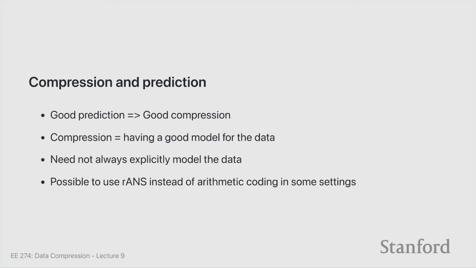So what this tells you is that if you have a good predictor in the ML sense, then it's a good compressor. And compression is all about having a good model for the data. If you have a good model for the data, then you automatically have a good compressor. You don't need to do anything special. Many compressors don't actually model the data. We'll see LZ77, which doesn't actually model the data, but the compressors we see today will actually model the data. So it need not be explicit, but inherently there is modeling going on.